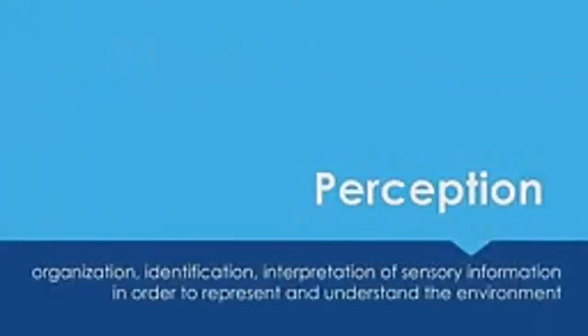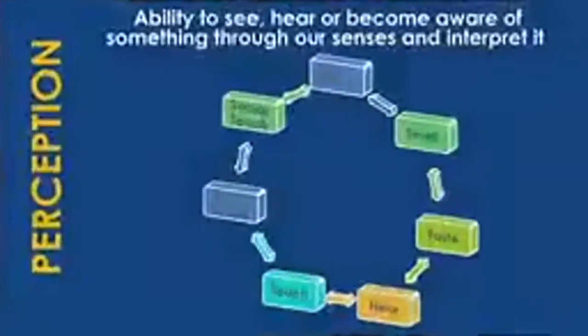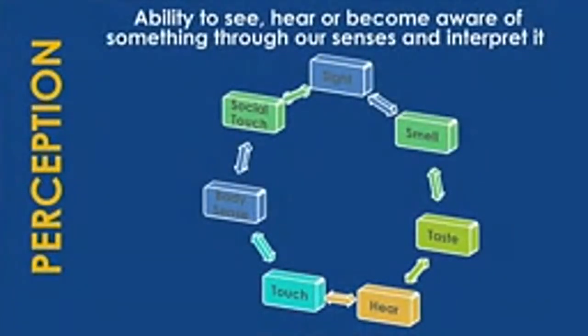Okay, so a big thing is perception. I think most patients, this is missed for them quite a bit, is their ability to perceive things. So it's the organization, identification, interpretation of sensory information, so they understand and can represent their environment that they're in. So, of course, it's our ability to see, hear, and become aware of something through our senses. So, sight, smell, taste, hearing, touch, where our body is in space, and then also our social information as well.